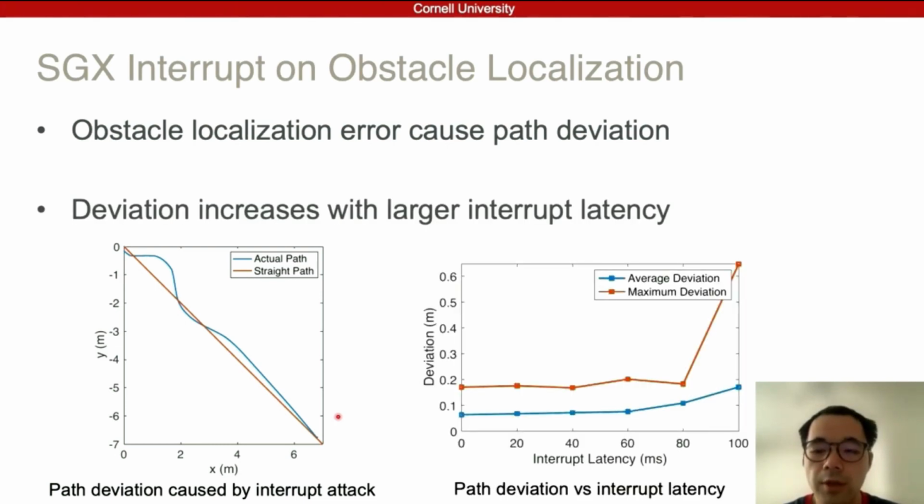We also show the average and the maximum deviation as a function of interrupt latency. In general, it increases with the interrupt latency, and the maximum deviation can be 0.6 meters.